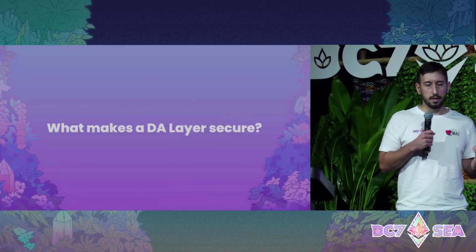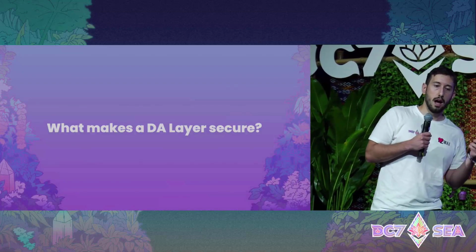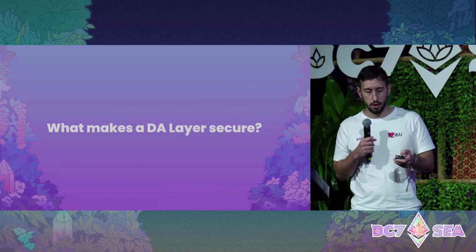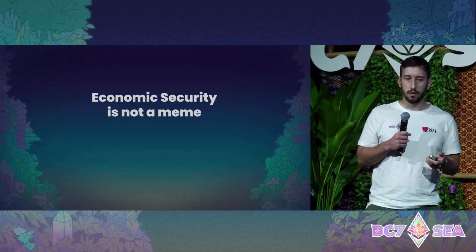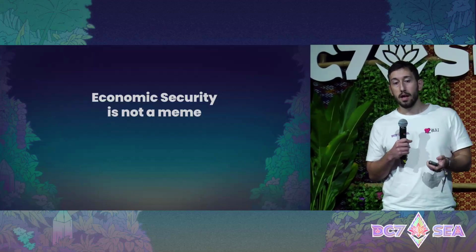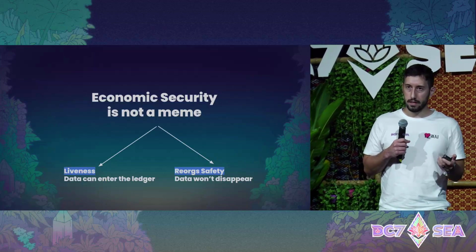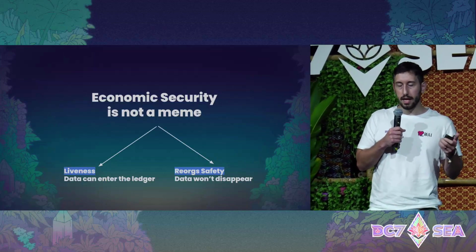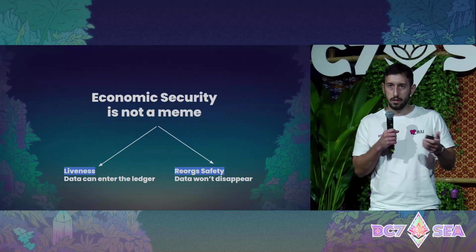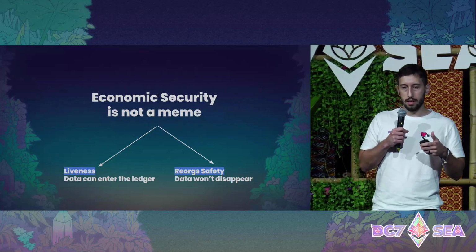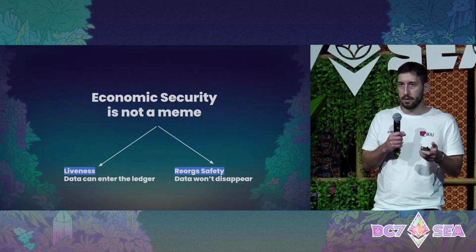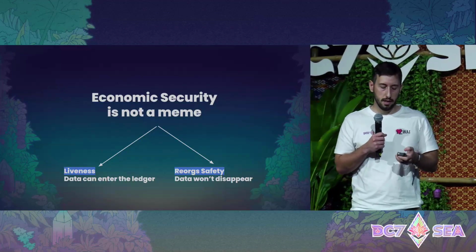And so, since the risks are critical, how do we make a DA layer secure? The first thing to consider is economic security, which is definitely not a meme. It is important for liveness, to make sure that the data can enter the ledger, so there is no censorship on the DA layer. And also for safety, so that once the data enters the ledger, it is not reorged away by a deep reorg.